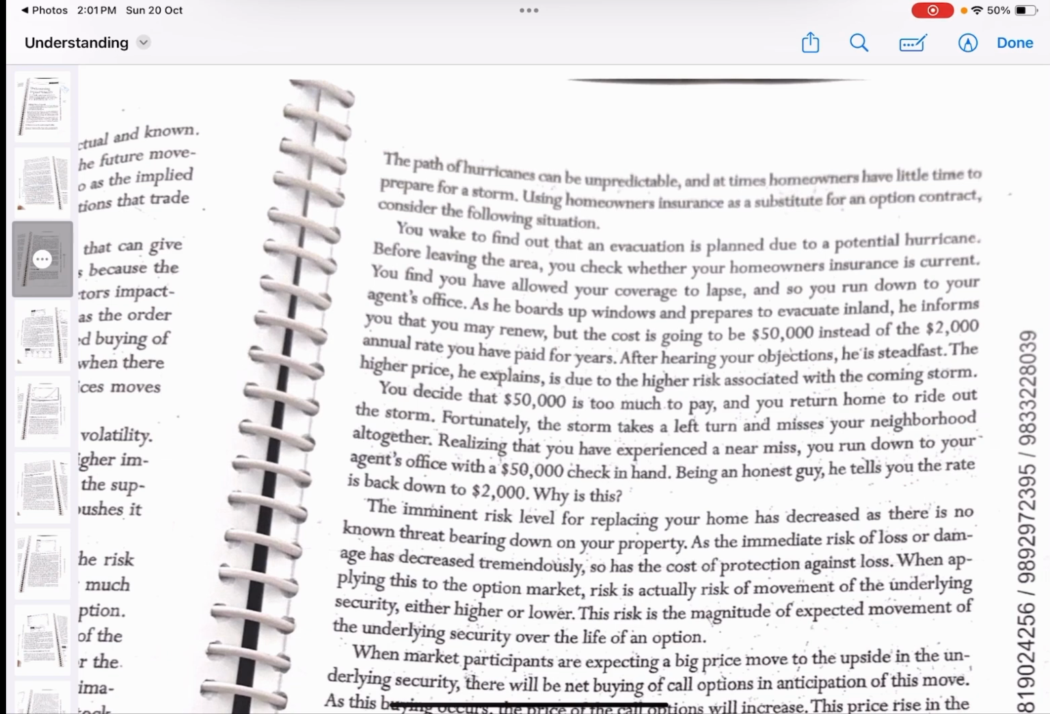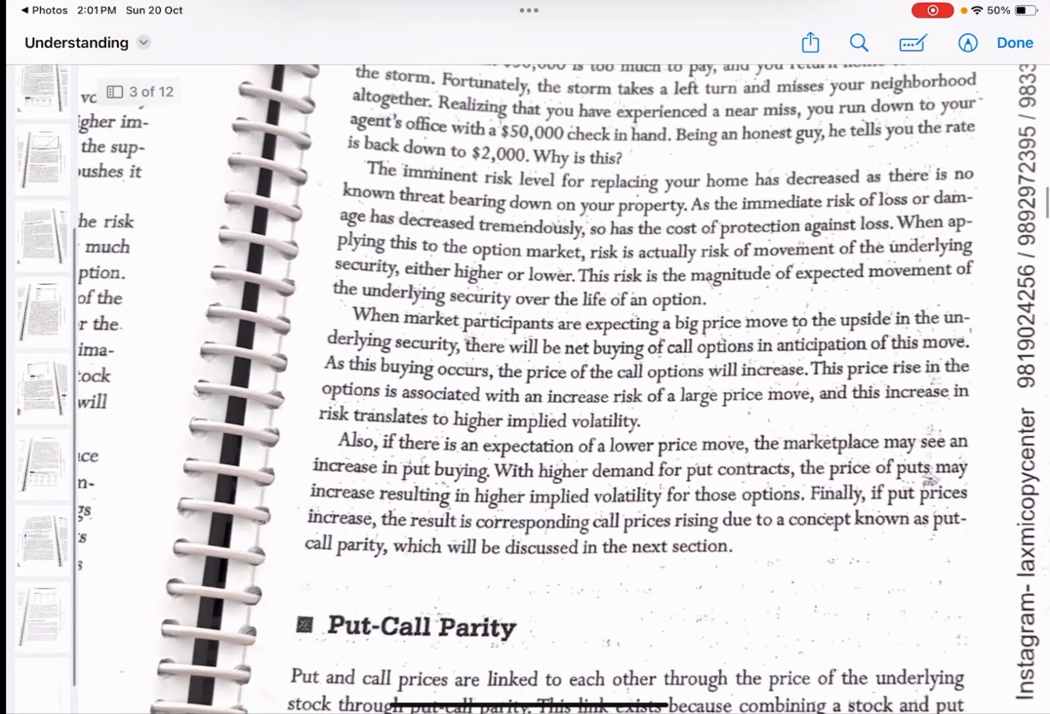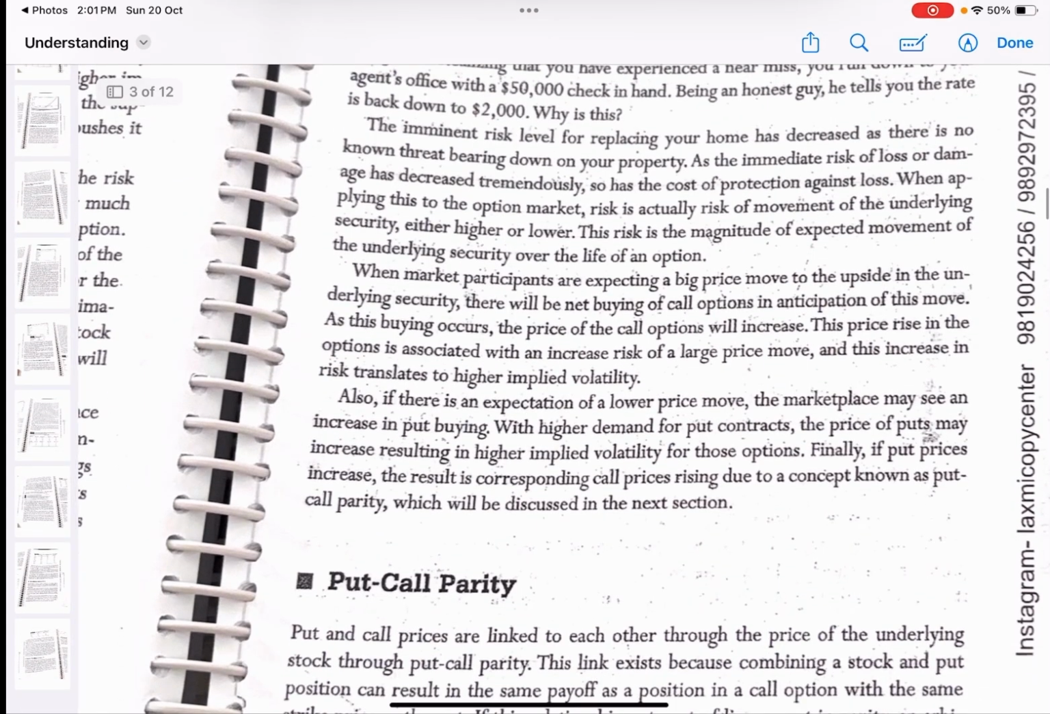Realizing that you have experienced a near miss, you run down to your agent's office with a 50,000 check in hand. Being an honest guy, he tells you the rate is back to 2,000. Why? Because now he knows that this situation might not happen again. Got it? The imminent risk level for replacing your home has decreased as there is no threat anymore.